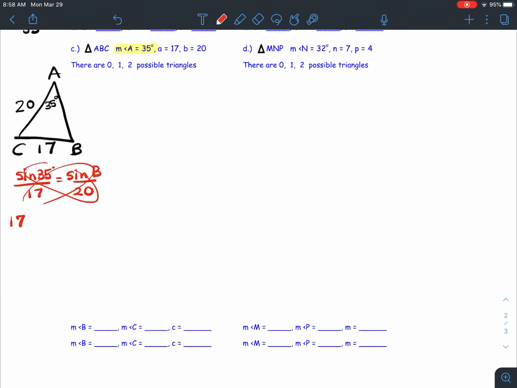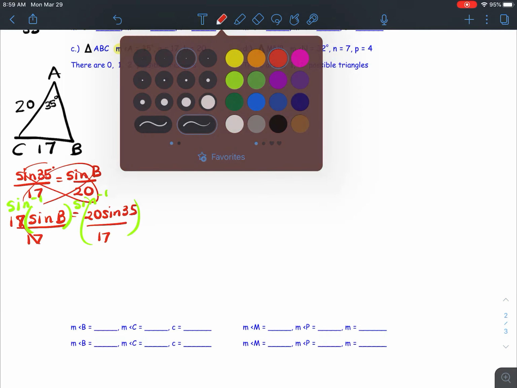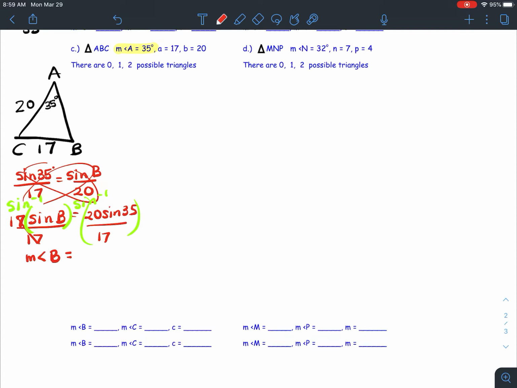Okay, we're going to cross multiply here. Okay, and then what I'm going to do right now is I'm just going to do the inverse sine of both sides. Okay, so what you're typing into your calculator is the inverse sine of 20 sine 35 over 17. This is going to give you the measurement of angle B to be, if we round it to the nearest degree, 42 degrees. So I didn't get an error, so I know that there's not 0 triangles. There is either only 1 triangle or there are 2.